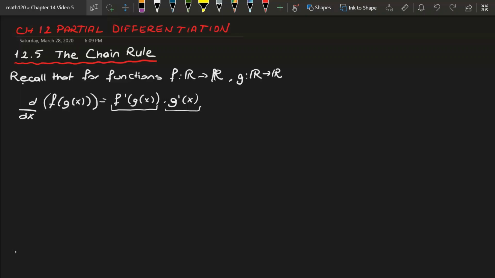If we have functions f and g from R to R, single variable functions, we can consider the composite function f of g of x, and the derivative of f of g of x is the derivative of f at g of x times the derivative of g at x. This is known as the chain rule. Today we are going to talk about the chain rule for multivariable functions. But let us first consider a version of the chain rule.